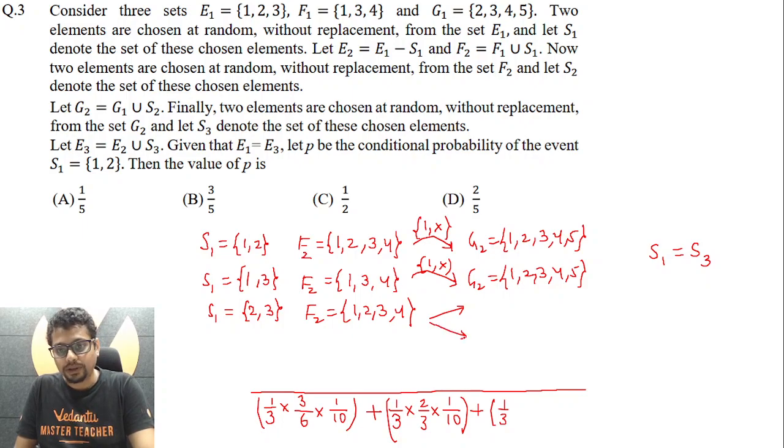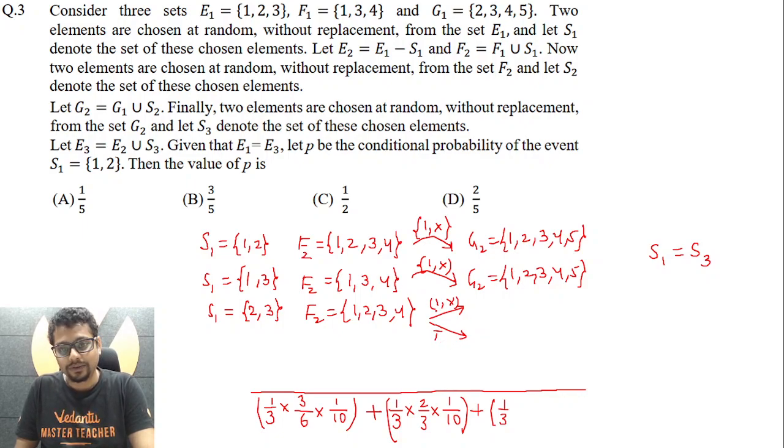However, we'll make two possibilities. Why? Because if 1 gets selected in S2, that means G2 would have 1 also. That means it would have 5 elements. And if 1 does not get selected, then G2 would have 4 elements only, and that will definitely create some difference. Hence, the two cases we are making here. So one case is 1 is getting selected, and the second element in S2 can be any other of these 3 elements. And the other possibility is 1 is not getting selected.